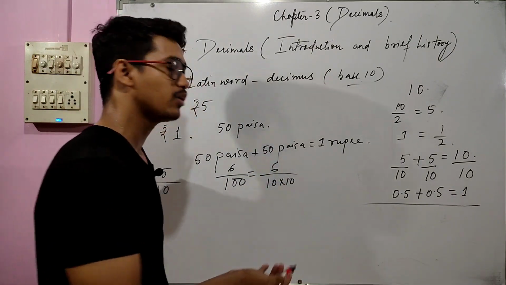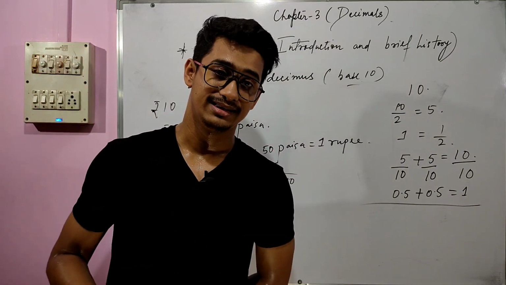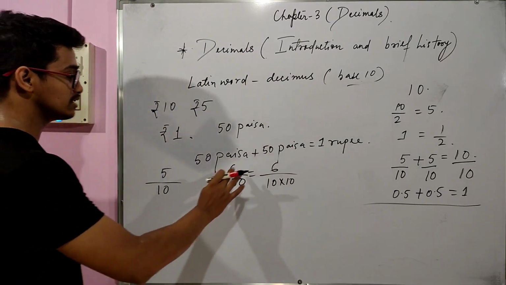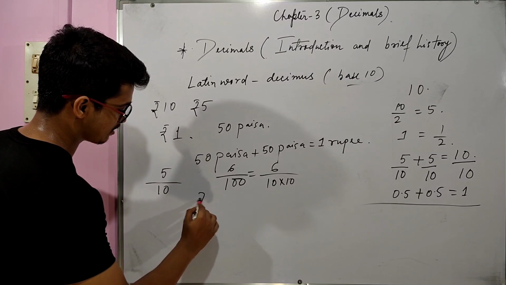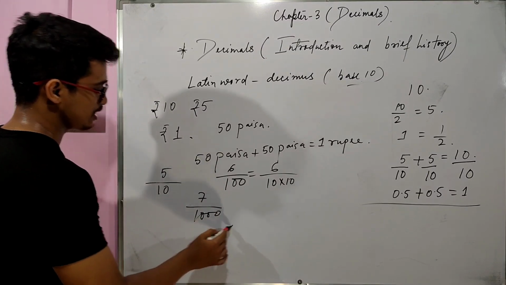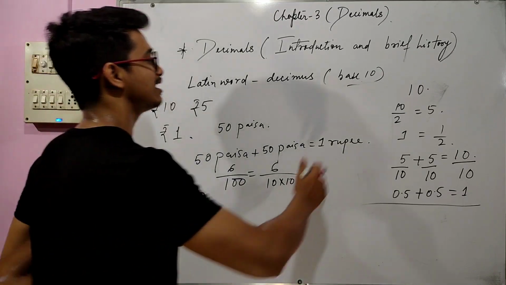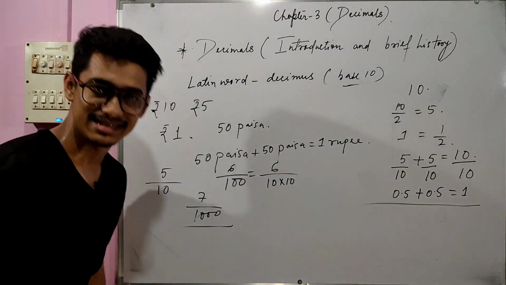If you know about power, I have already discussed this concept with you as well. So 5 by 10, or 6 by 100, or 7 by 1000, all of these are called decimal fractions. Decimal fraction. Why? Because it is coming under the base 10 system.